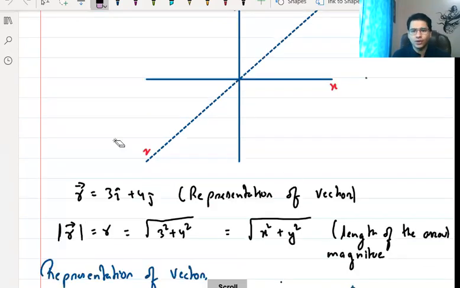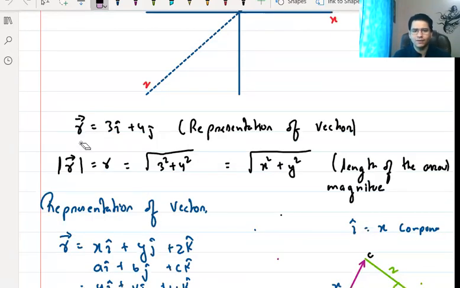Okay. Now, for example, if I'm having a vector, R vector is equal to 3I cap plus 4J cap. This is the example that I gave. What is the meaning of this? It means this is a vector which has 3 unit in x direction and 4 unit in y direction. Yes or no?